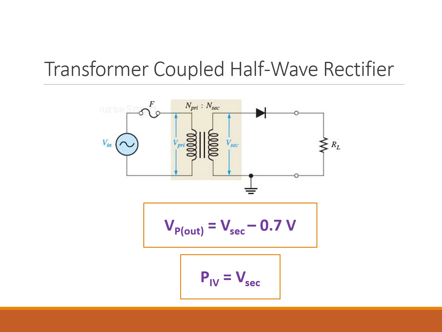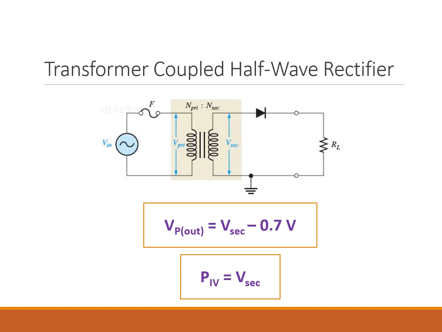That was the output peak voltage. Now let's look at the peak inverse voltage. During the negative half cycle of this waveform, the diode is in reverse bias. It has to block the full secondary voltage. So the peak inverse voltage is going to be equal to the voltage on the secondary. A reminder: always pick a diode that has a 20% higher PIV rating than the maximum that you're using.